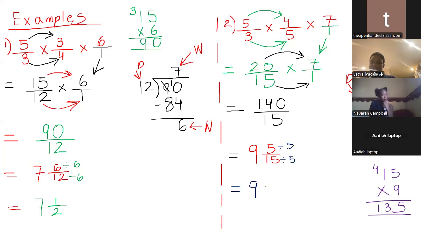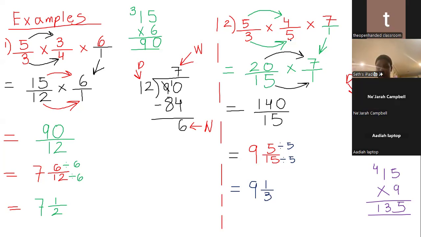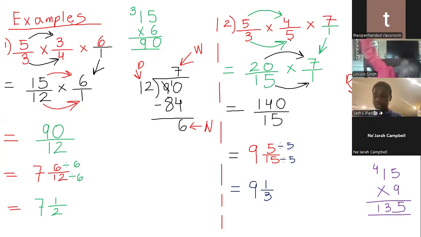5 divided by 5 is what? 1. 15 divided by 5 is what? 3. Very good. Class, I got 9 and 1 over 3. Did anyone else get that? 9 and 1 over 3? Yes, sir, I did. Roscoe, Lincoln, Wyatt?